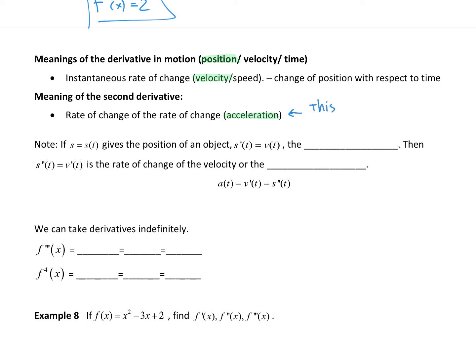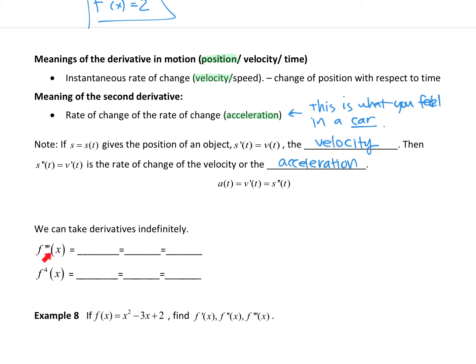This is what you feel in a car. So when the car stops or starts, like starts going up, that's the force you feel, which is acceleration. Okay. So if s is the position, s prime is the velocity. I'm just kind of saying the same thing. And if you take the derivative of the velocity, that is the acceleration.